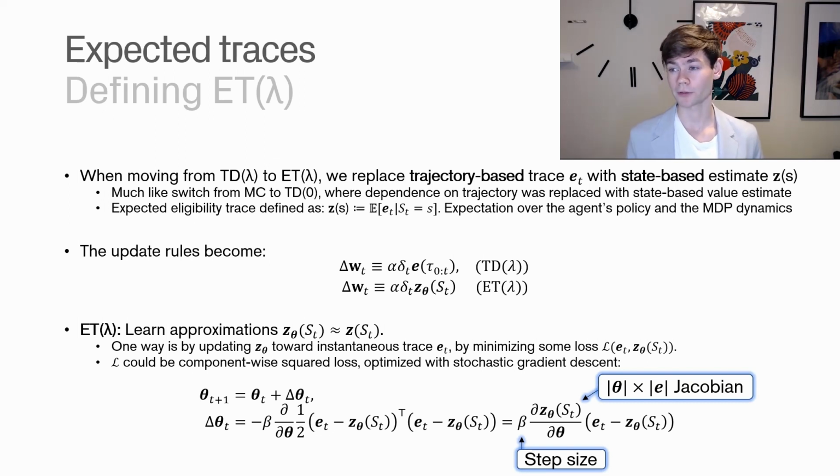Now, you can use multiple loss functions, right? It's not pre-specified which one to use, and there are a number of ones that you could use, but if your loss would be a component-wise squared loss optimized with stochastic gradient descent, this would basically be the outcome. So you would get some sort of update rule for your parameters, and this is what they're using in the paper. We're not going to go into the details of the derivation here, but just know that we want to approximate or update these parameters such that we get a better approximation of the actual estimated eligibility trace. And we're doing that with some loss function.